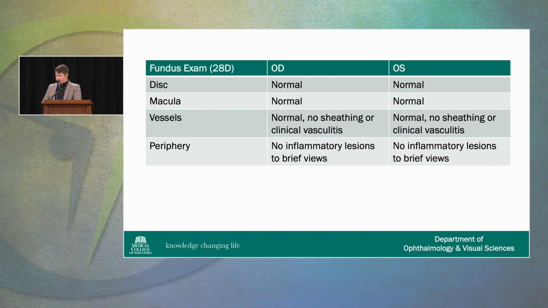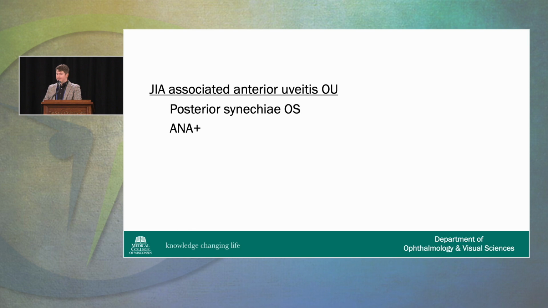Dilated exam was reassuring. So this is the classic. This is JIA-associated anterior uveitis. She just had some 2+ cell. She has posterior synechiae. She's ANA positive.